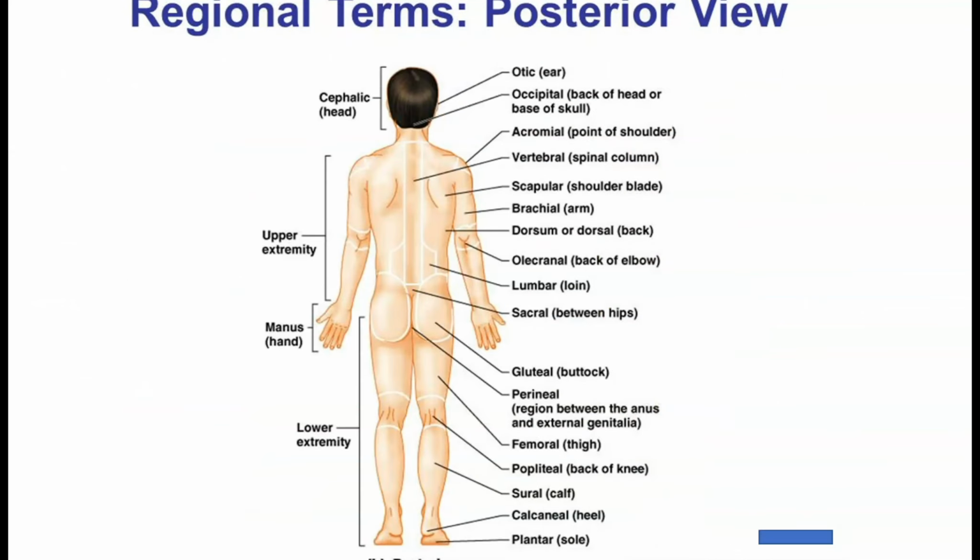Here are some of the regional terms in a posterior view. And again, some of them make sense. Maybe otic might not come to mind, that's the ear, but the spinal column or vertebral column does. Scapula maybe, brachial being the arm, etc. Some of these will be confusing, but some of them are obvious.